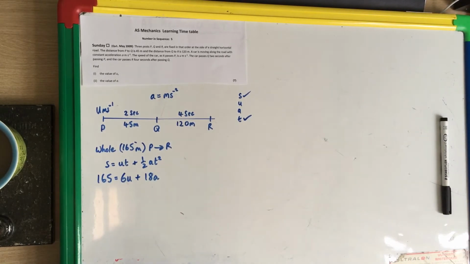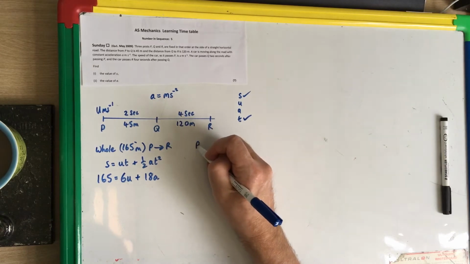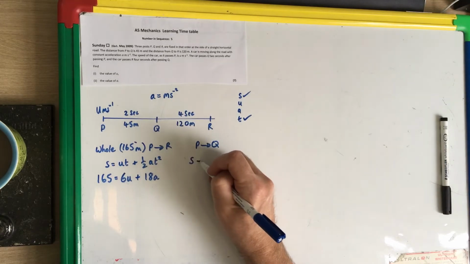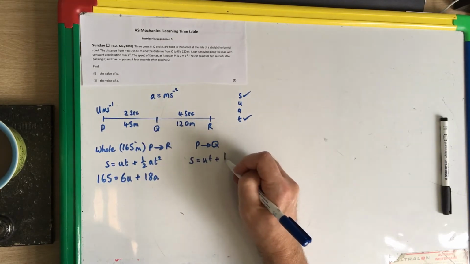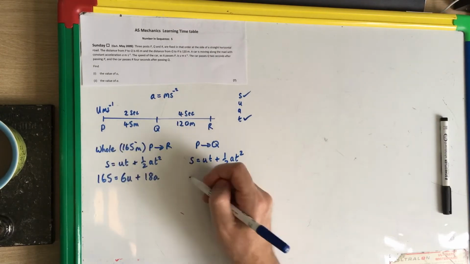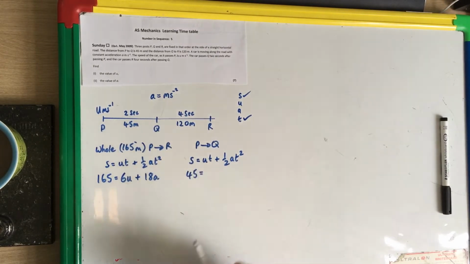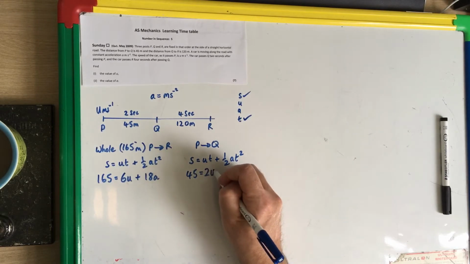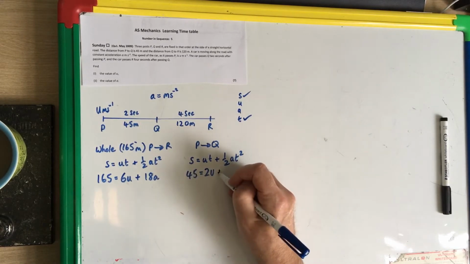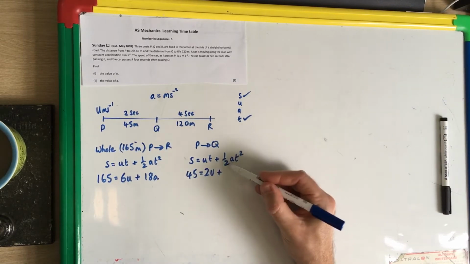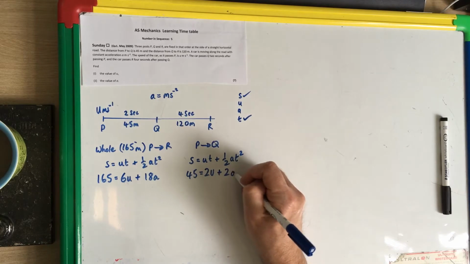That's one equation. If we just look at P to Q, okay, then we can go s equals ut plus a half a t squared for that. The distance from P to Q is 45, and that is equal to the time it takes to go from there is 2, so 2u, we don't know the initial velocity, plus a half at squared. Well, the time is 2, 2 squared is 4, a half of that is 2, so 2a.